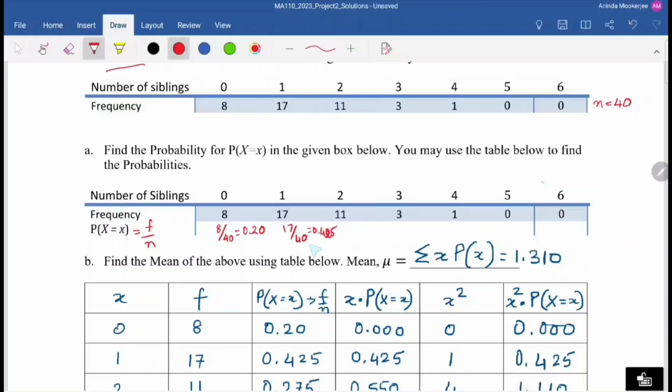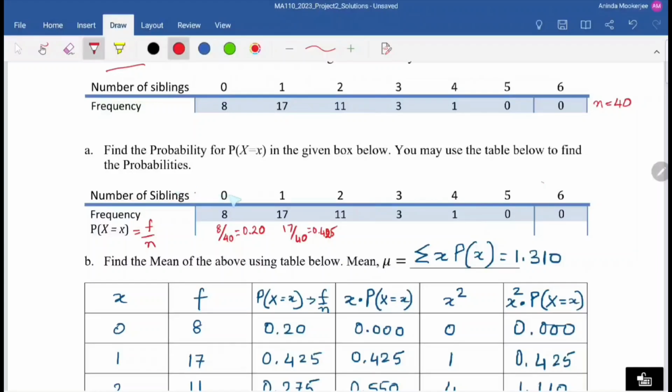So you're going to work through this entire list of frequency values to come up with the probabilities. Now I've done all the calculations in the table, which I've provided to find the mean of the above. All right, so part B says find the mean of the above using the table below. The formula for the mean is sigma x times the probability of x. So in order to find the mean, mu, you have to know the probability of each individual small x value. So what are the small x values?